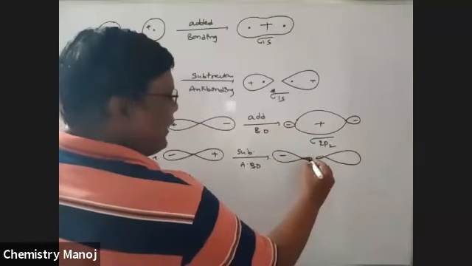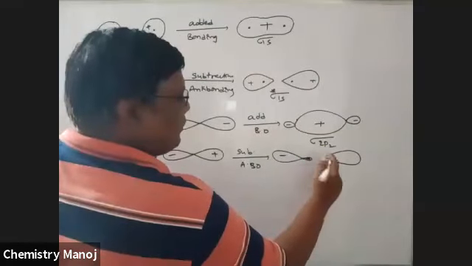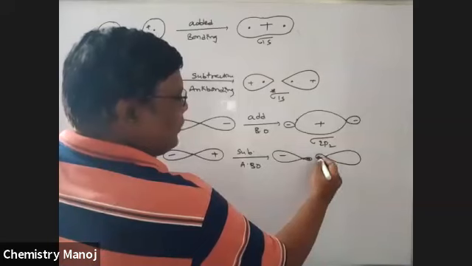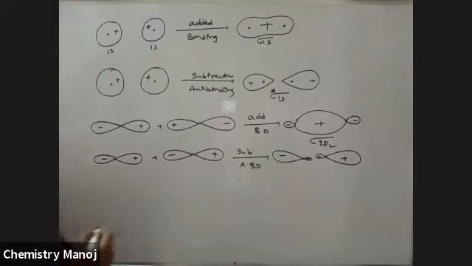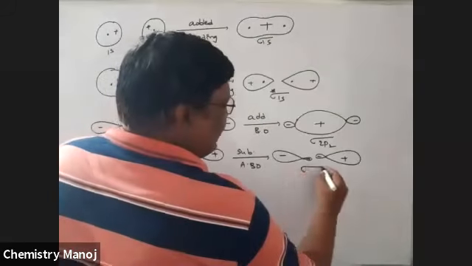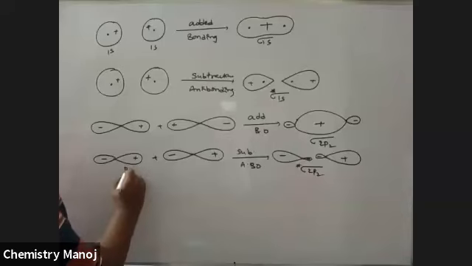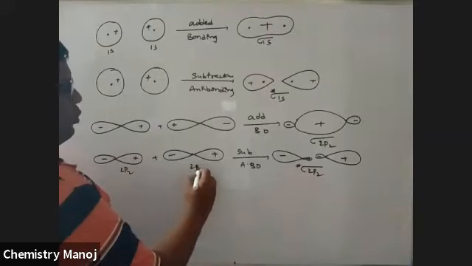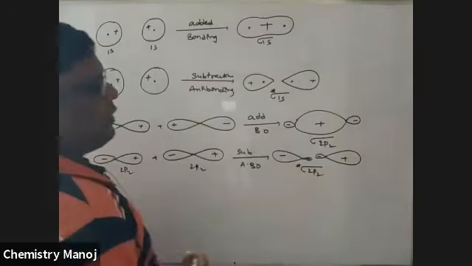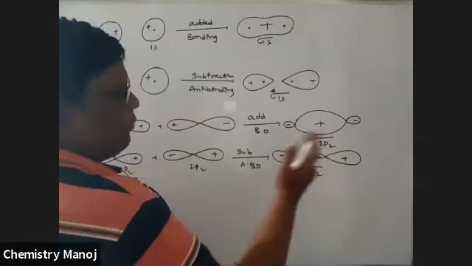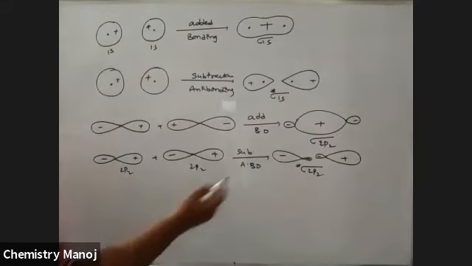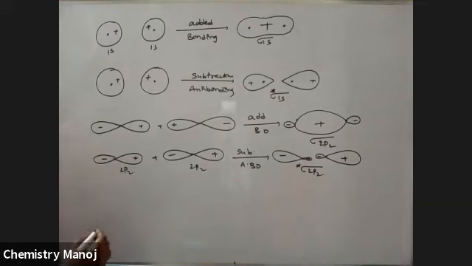Like this, so this is minus plus. This is the way that gives sigma star 2pz. This is the 2pz orbital, boys. The z-axis is the direction in which the bond is formed. Therefore, that is the sigma star 2pz.